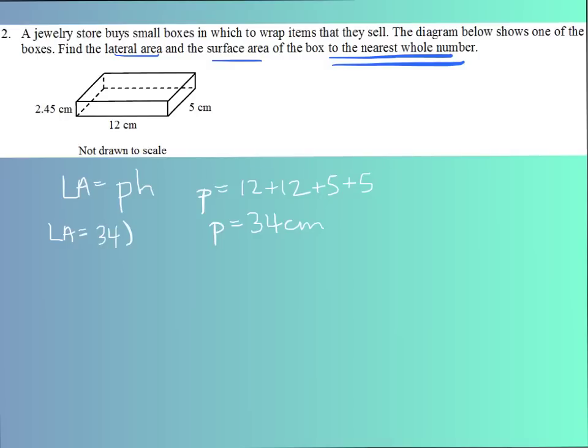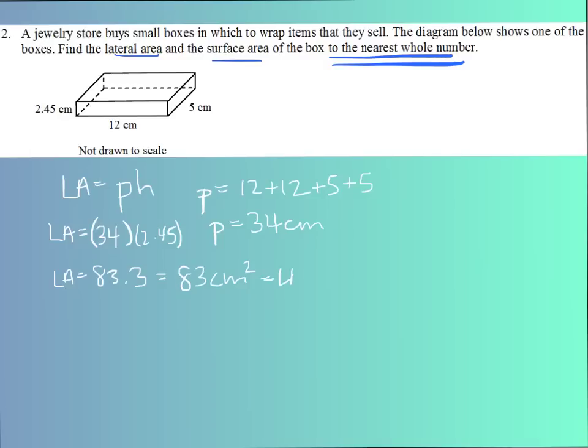So let's plug those into our formula. 34 times 2.45, which gives me a lateral area of 83.3, and since we're supposed to round to the nearest whole number, 83 centimeters squared.